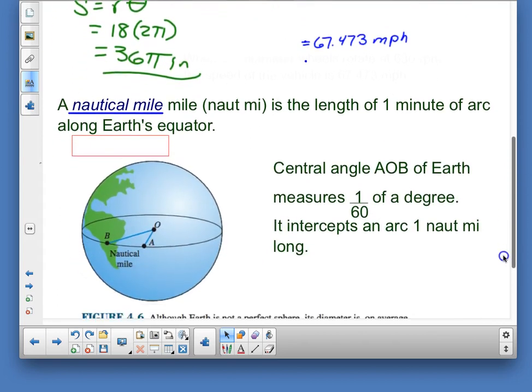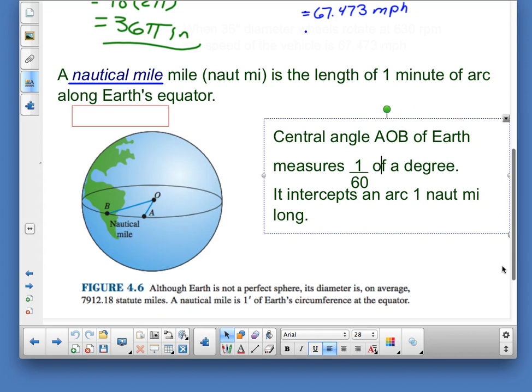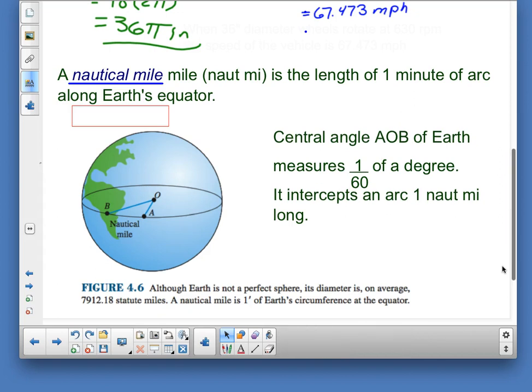Now, nautical miles. Not sure if you know, a nautical mile is the length of 1 minute of arc along the Earth's equator. 1 minute of arc, as it rotates. Now, the central angle AOB here, this central angle of Earth, measures 1/60th of a degree. It intercepts an arc that's 1 nautical mile long.